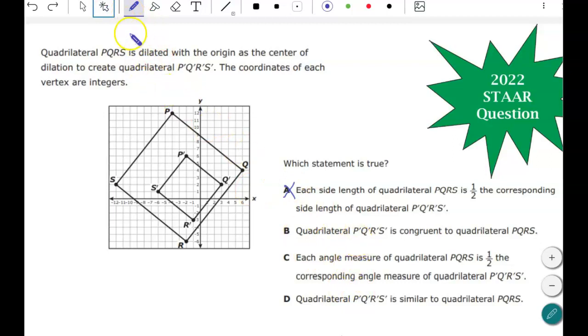Quadrilateral, the new one is congruent. No, it changed size because it's the dilation. Each angle measure of the PQRS is half. The angles are the same size. It does not change angle size. All right, and then the last one, they're similar. Similar figures aren't the same size, they're the same shape. Okay, they're similar. So that's the correct answer.